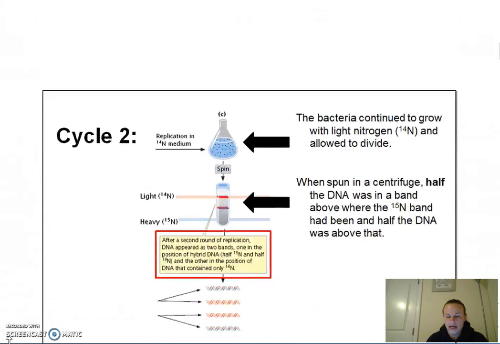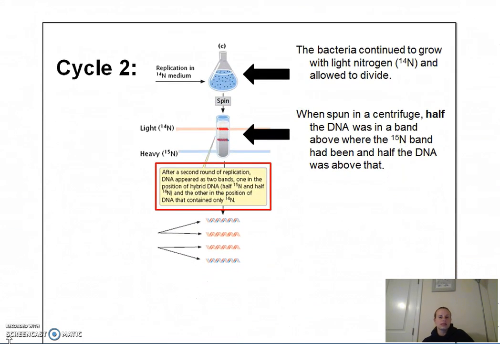Once again, Meselson and Stahl allowed the E. coli to replicate in a medium containing just this light nitrogen, spun down their sample, and what they ended up with was again a band in the middle of the test tube, indicating that it contained both light and heavy nitrogen. But this time, they also ended up with a band at the top of the test tube, which means that that DNA only contained the light nitrogen. So these are the results that Meselson and Stahl got when they did their experiment with DNA.